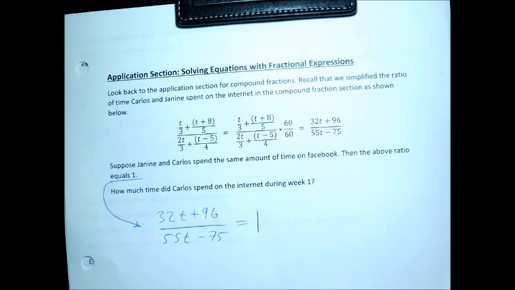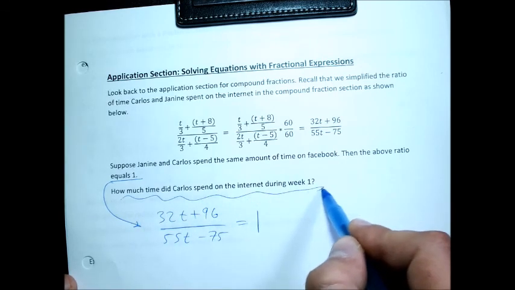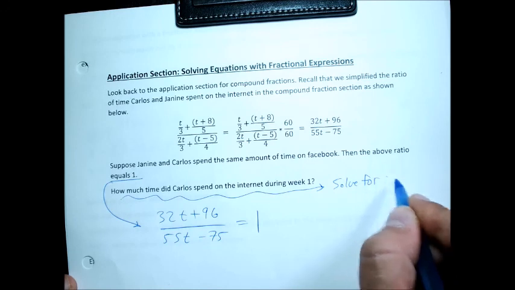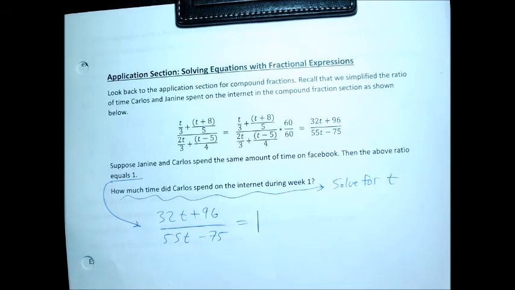And if we want to know how much time Carlos spent on the internet in the first week, so how much did he spend on the internet in the first week? This means solve for t. So we want to solve this equation for t, and it's a fraction, and we now know how to do that. So what should we do? We want it to not be a fraction anymore, right? So how do we do that based on what we just learned? I'm sorry? So you want to multiply by, maybe you're right. So what do you want to multiply by? You might be right, just not sure. Say the actual expression.